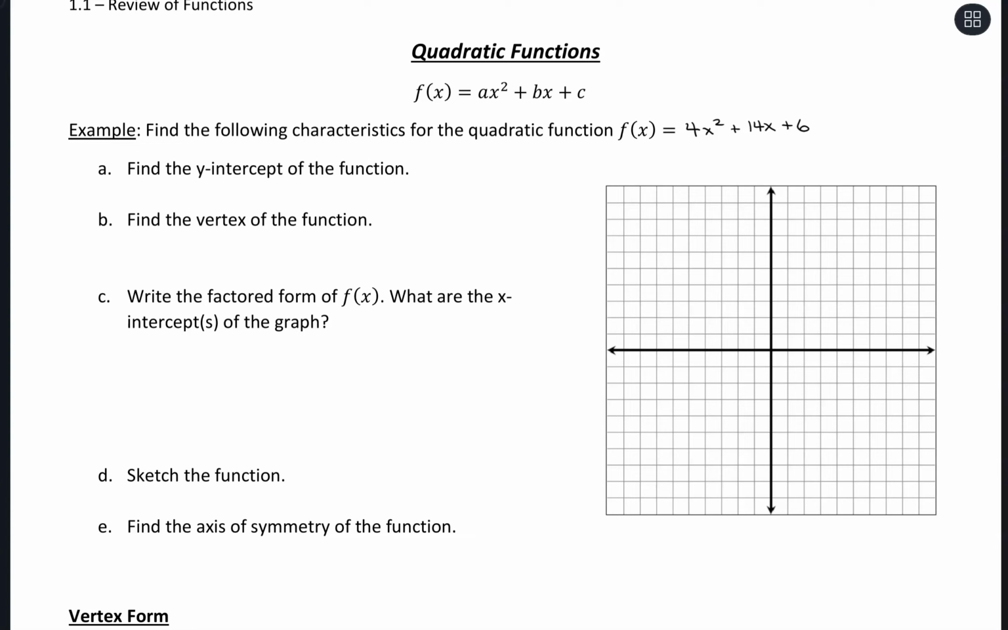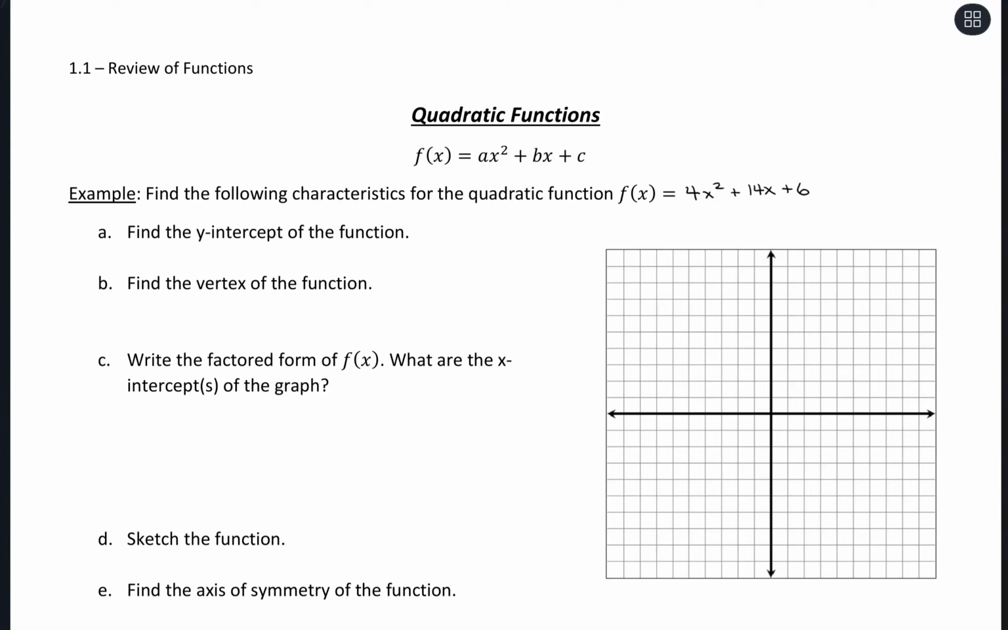Let's take a look at some properties of quadratic functions. Quadratic functions are going to graph parabolas for us. They can either be opening upward or downward. So let's find some of these following characteristics based on this function: 4x squared plus 14x plus 6.